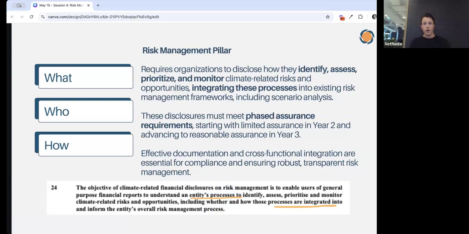And then we're prioritizing and monitoring these risks over time: short term, medium term, long term. We're looking at them very much holistically. And lastly, we're integrating this whole process into the organization's existing risk management framework, making sure that this is all a part of everything else we consider. Just like I said before, from a cyber perspective, from a financial perspective, climate is now bundled in with all of that.